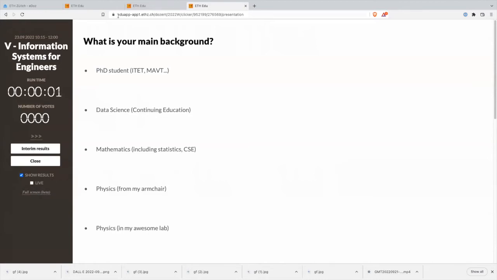So if you didn't have time to copy the address, you can still see the domain, right? eduapp-app1.ethz.ch. All right, so I'll give you a bit of time because it's the first time we use it, but I'll actually be using it a lot during the semester, right? It's also a way of having a bit of interaction and make sure that you can participate both in the lecture hall and on Zoom.